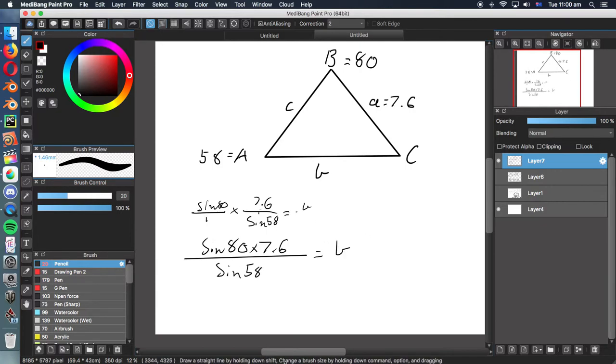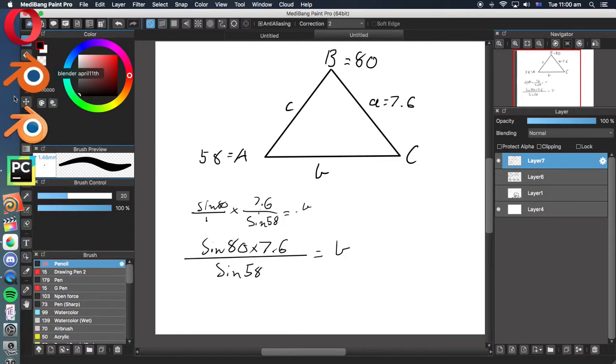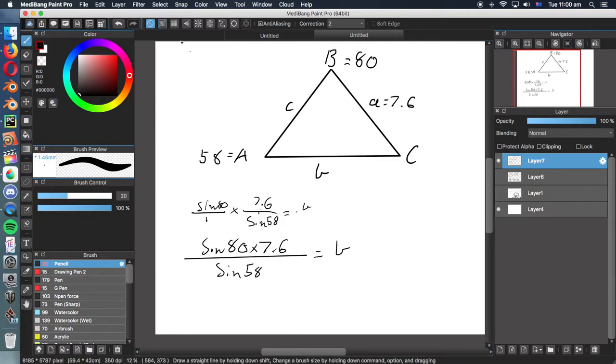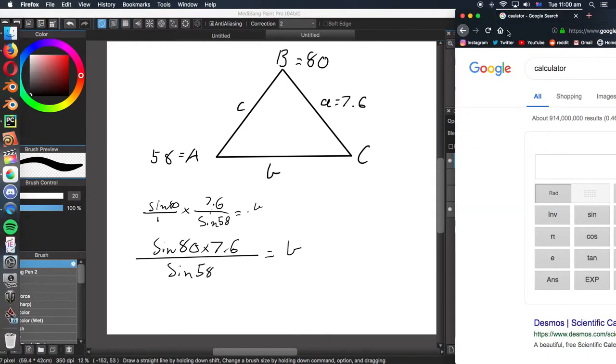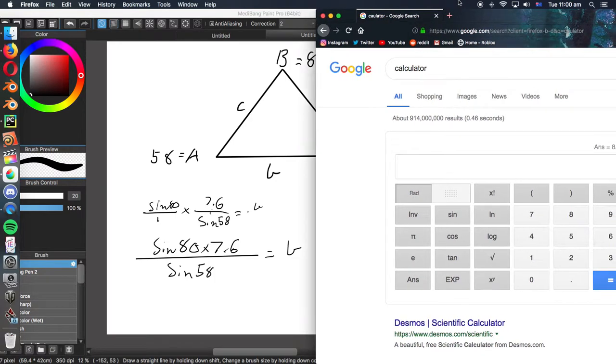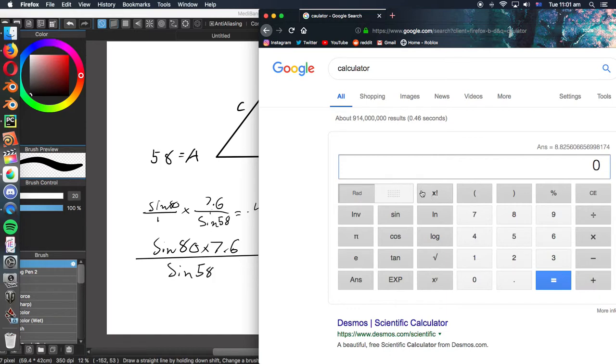If you're like a super genius and you remember your sine tables, you can do this in your head, but unfortunately we're not, and most likely in your tests they will give you a calculator when you do trigonometry. So I'm going to open up the best browser in the world, which is Firefox, because it's open source and it's free, and I actually really like Firefox. So I got the calculator on the web browser, and we're just going to simply type down what we have into the calculator and see what we get.